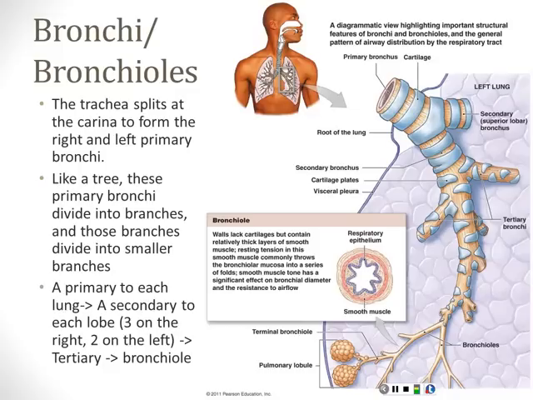So the first branch is the primary bronchus, so that's here. And then that branch branches. So now we have secondary bronchi, which are right here. Secondary bronchi go to each lobe. So a primary bronchus goes to each lung. A secondary bronchus goes to each lobe of the lung. We're going to talk about the lobes later on.